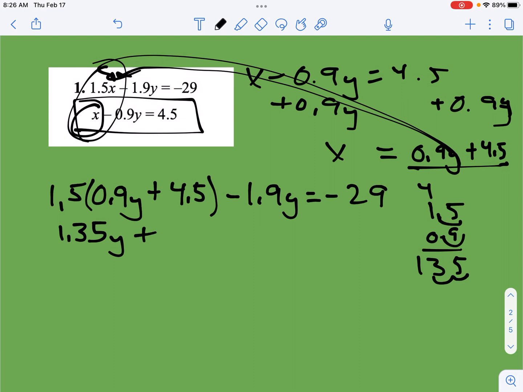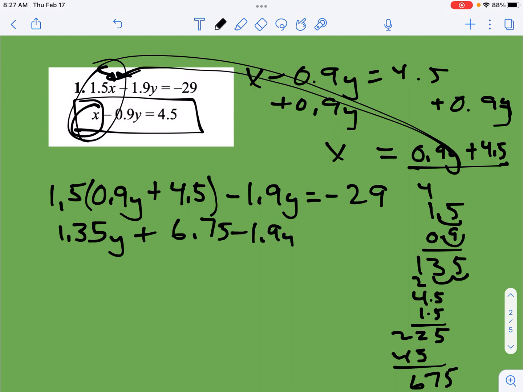Plus, 4.5 times 1.5 is the same as 45 times 15, just with decimals. So let's do that. We get 5, carry your 2, you get 225, then 4, and we're going to get 675. We move it 2 places, so 6.75. Minus 1.9y, and at this point it's just a carrying thing.